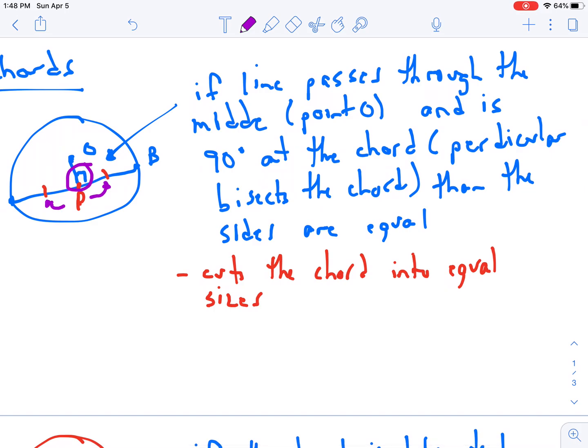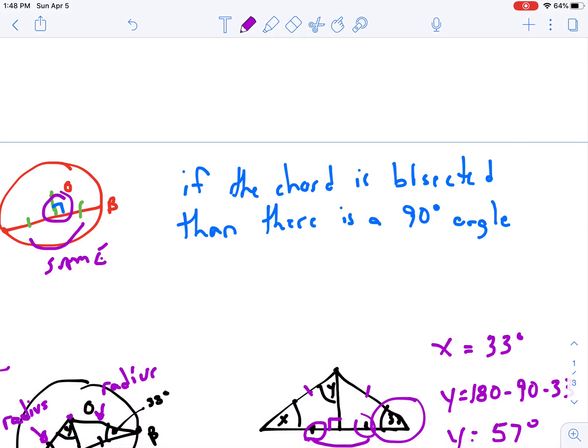If it passes through the middle and is 90 degrees to the chord, we say it's a perpendicular bisector, and a bisector simply means we've created equal side lengths on each of the sides. We also need to recognize that if we have a perpendicular bisector, or the equal sides, it makes a 90-degree angle. So those are our key ideas in the start of this unit. We'll talk a little bit more about chords and distances next lesson.